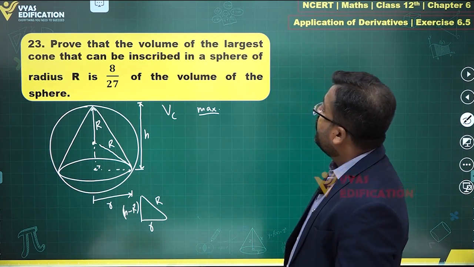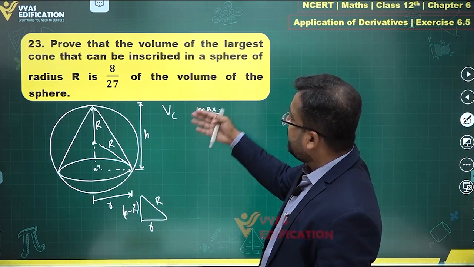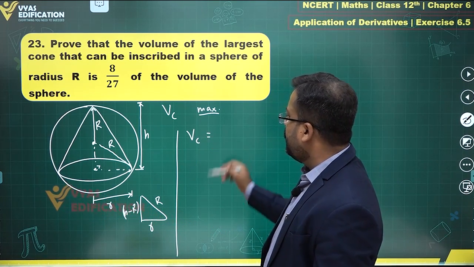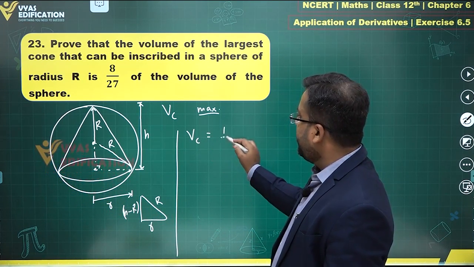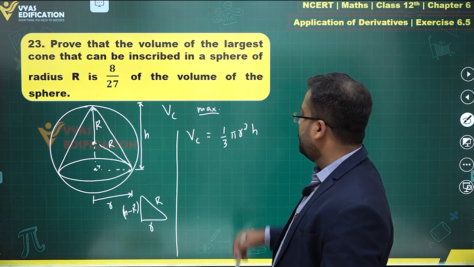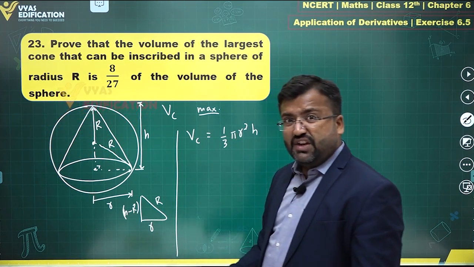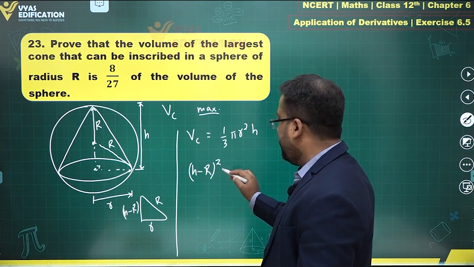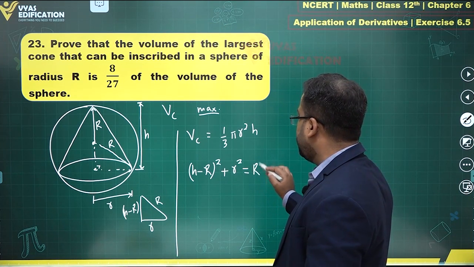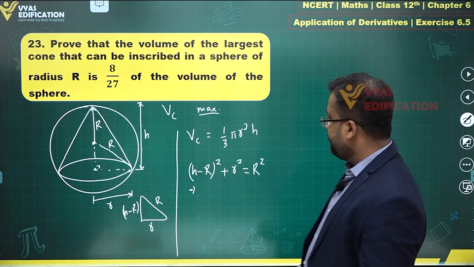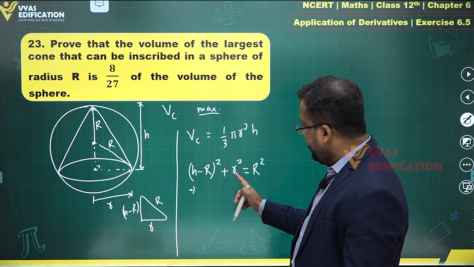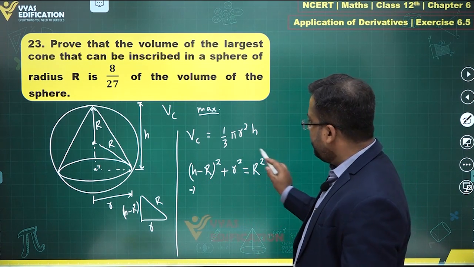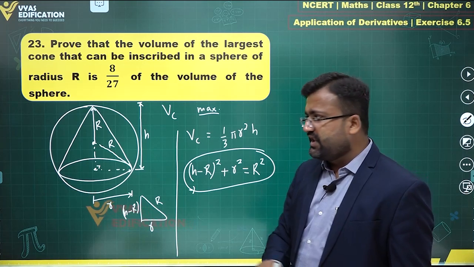Volume of the largest cone that can be inscribed in a sphere of radius R. So we are interested in volume. Volume of the cone will be equal to 1 by 3 pi r square h. And for finding h, we have one relation: (h minus R) squared plus r square is equal to R square. This tells me that there are two possibilities. You can find r square from here and substitute it over here, or you can find h from here and substitute it over there. Eliminating r square seems a simple proposition, right? Let's do that.